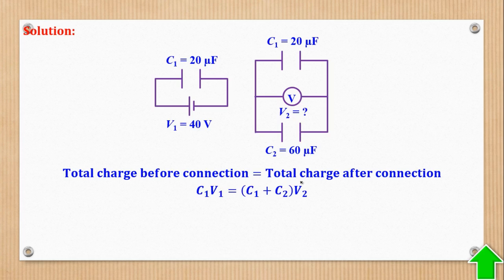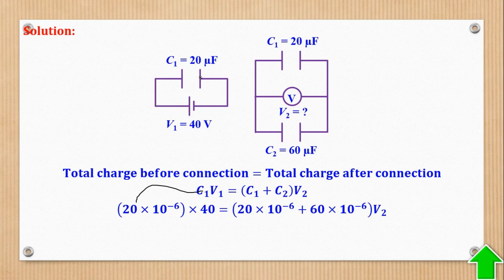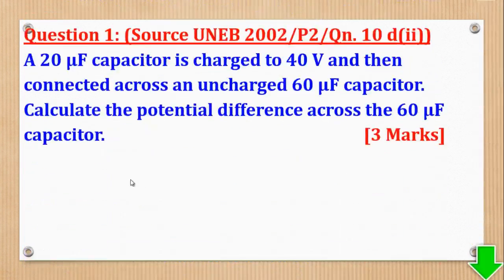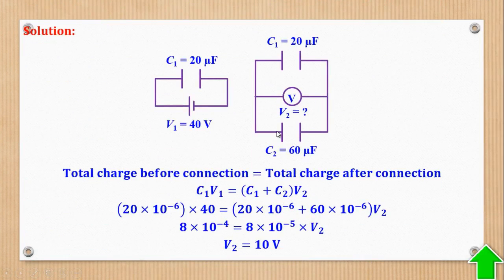Then from there we are going to substitute. So substitute for C1, convert to farad, it was microfarad, you convert to farad, V1, which is this, then C1, C2, and V2. Now V2 is the only unknown, meaning we have to simplify and make V2 the subject. So when that happens, V2 will be 10 volt. So that is what they wanted, because they said calculate the potential difference across the 60 microfarad capacitor. Because they're in parallel, PD will be the same, and that's what they wanted.